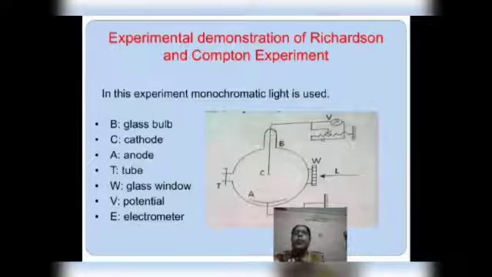When monochromatic light passes through the glass window, it falls on the surface of the cathode. Monochromatic light means it has only one wavelength. What happens? The cathode emits electrons due to the light; these electrons are known as photoelectrons. These electrons, having negative charge, travel from cathode to anode, and the electrometer shows deflection. The electrometer gives a reading of the photoelectric current.